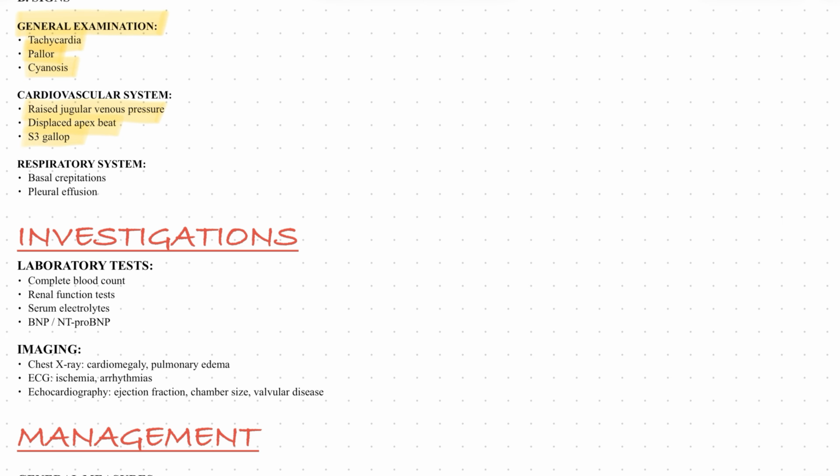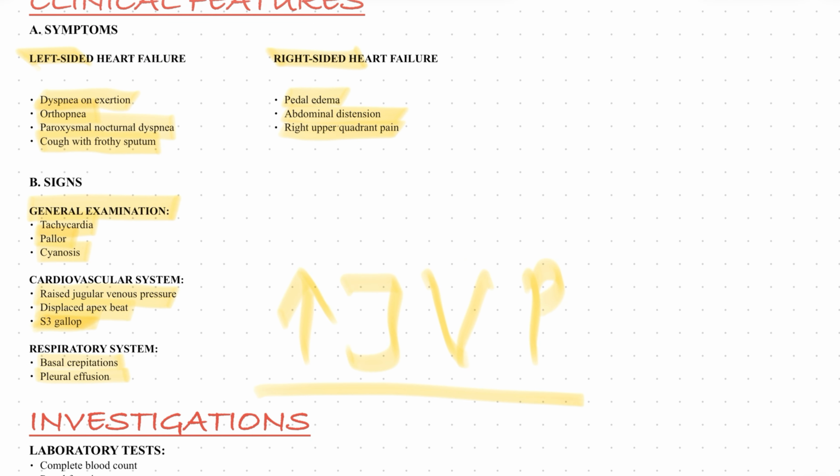I want to give one more homework. If there is raised JVP, which chamber of the heart is affected directly? Use the comment section, I'll see who has answered it first. Then S3 gallop. Then coming to respiratory, basal crepitations, pleural effusion. You would have noticed that I try to make symptoms separately. Then in signs, preferably write system-wise signs so that the examiner will be impressed.